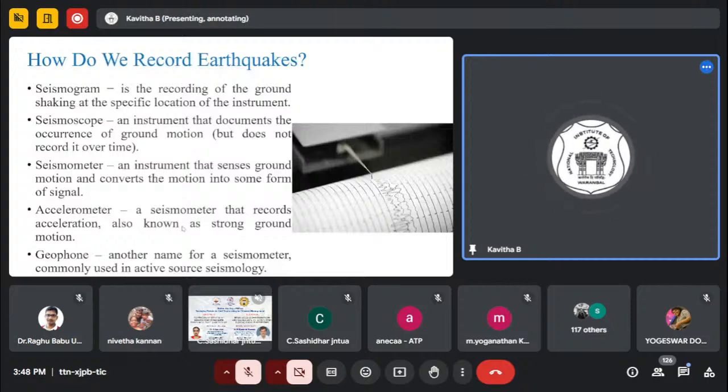Another reason is that you can monitor neighboring countries. If they are doing any nuclear test or some other weapon test, you can record it from here without them knowing. So that is also another reason why people are investing money in recording events.